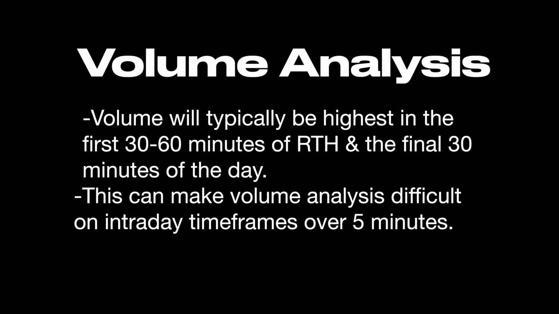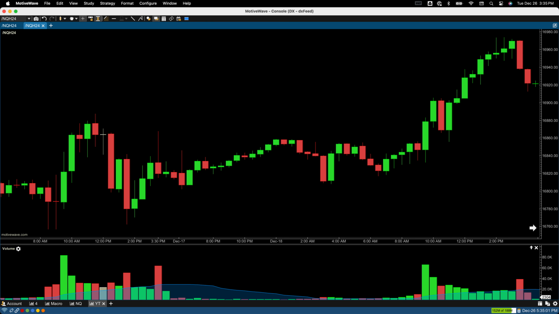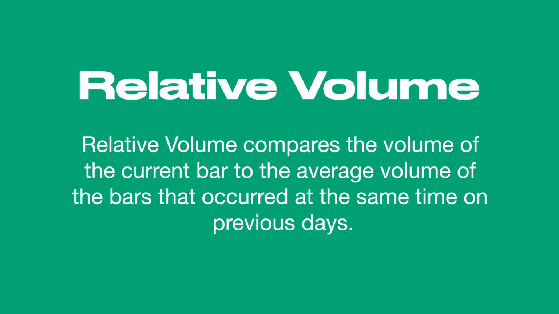This can cause a problem if you're trading on a time frame higher than roughly 5 minutes. For example, notice on this 30-minute chart how volume declines after the opening 30 minutes, seen here and here. When trading on longer time frames, you can solve this problem by using the relative volume indicator. Relative volume compares the volume of the current bar to the average volume of the bars that occurred at the same time on previous days.